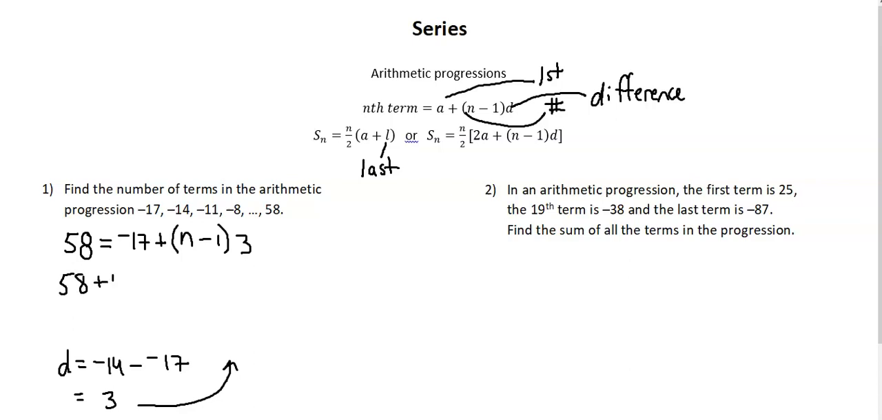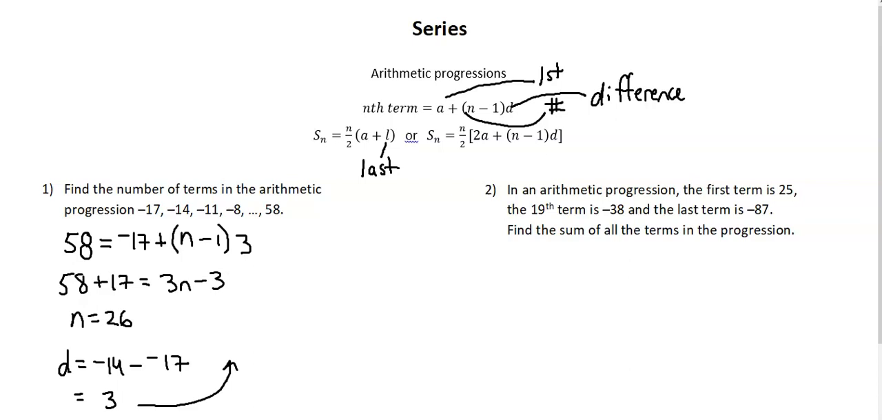58 plus 17, moving the negative 17 to the other side, equals n minus 1 times 3, which expands to 3n minus 3, which simplifies to n equals 26. The number of terms: 26. Let's move to example 2.